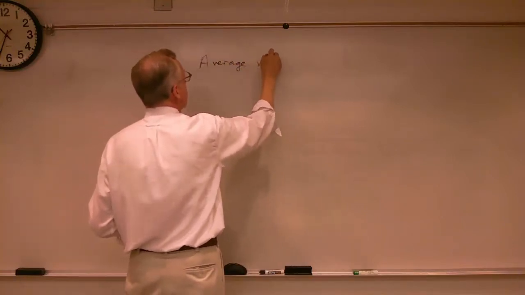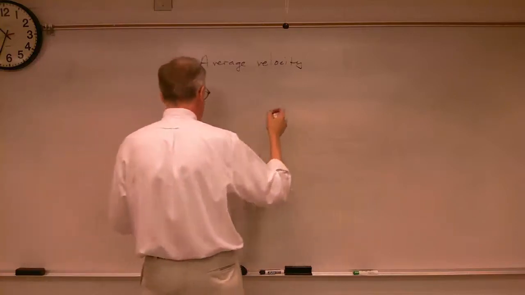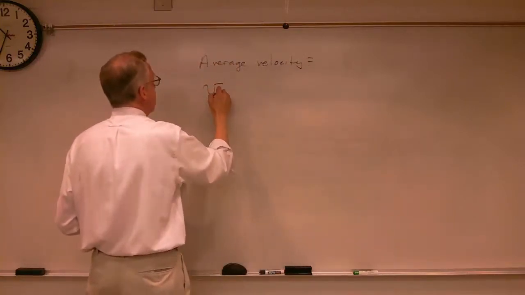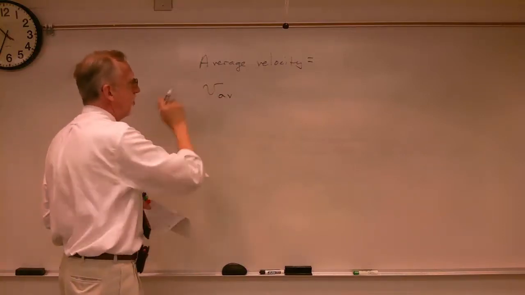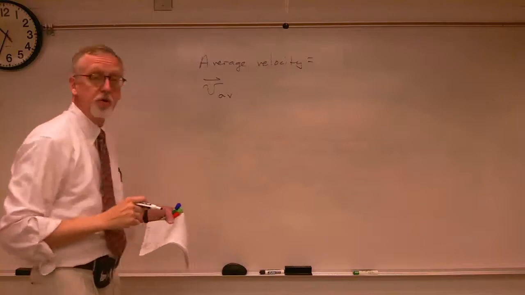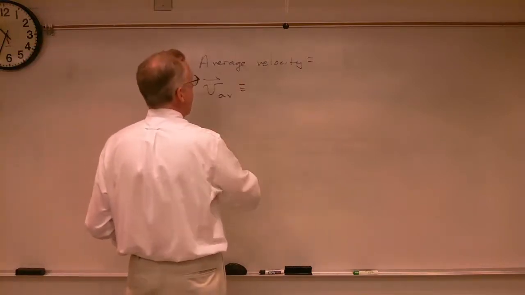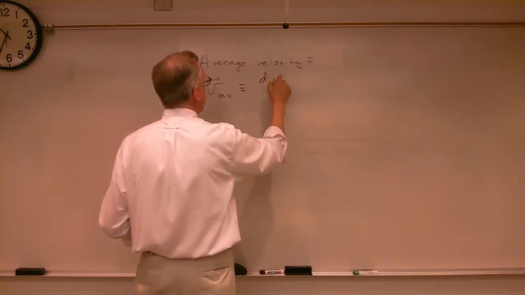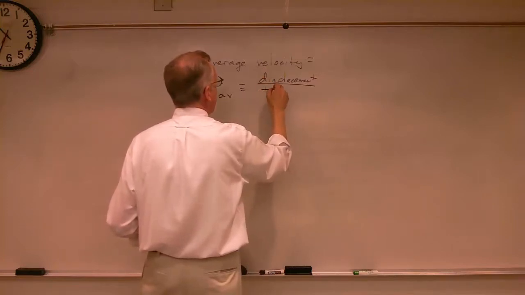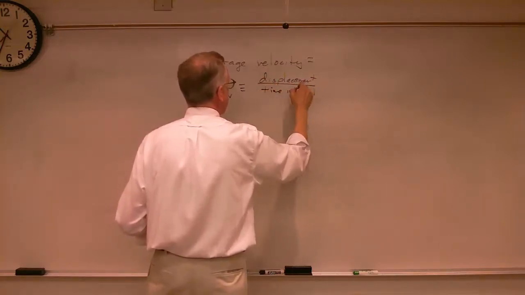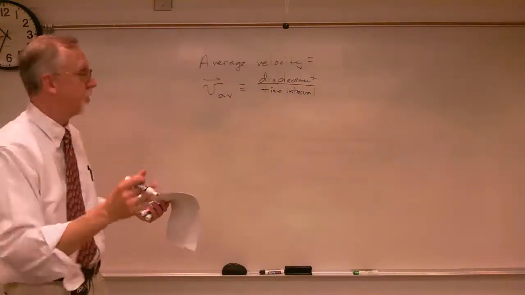To start with, we will define the average velocity. The symbol that we'll use for average velocity is V sub AV, V for velocity and AV for average. And this is also going to be a vector, so we need to put a vector sign on it. We will define this as the displacement over the time interval. In other words, how much time elapsed from R naught to R.